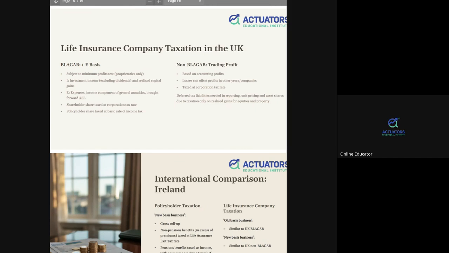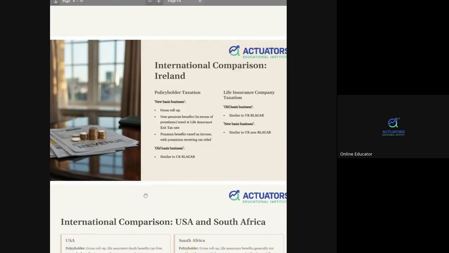So for say savings products, they can perform an I minus E calculation, they can perform the minimum profits test, they can look at the shareholder profit being taxed at a corporate taxation rate and the policyholder profit being taxed at a basic income tax rate, right? For a non-BLAGAB basis, it is usually as simple as any trading company. You can look at any accounts being prepared according to say IFRS 17 or UK GAAP, and according to that, the taxation takes place. Does that make sense, guys? Any questions there?